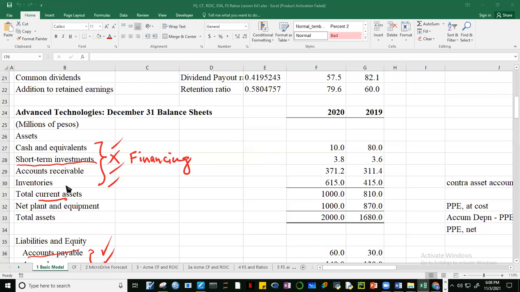Okay, sorry about that. All right, so in order to compute for our operating current assets, we added the cash, receivables, inventories, and excluded short-term investments because that's not part of operating.